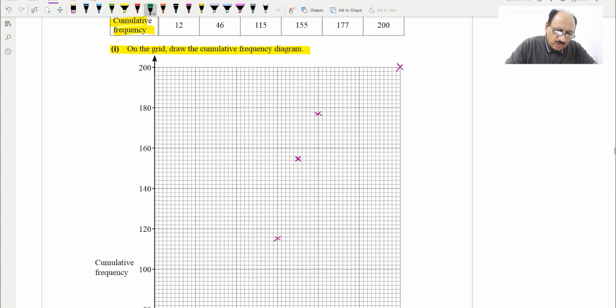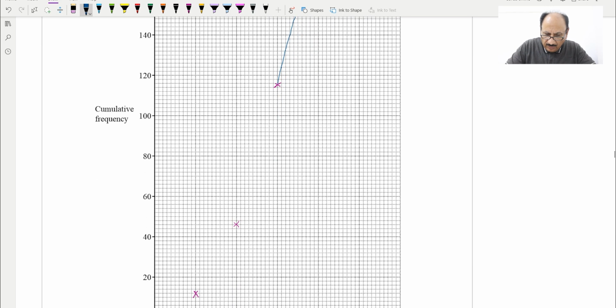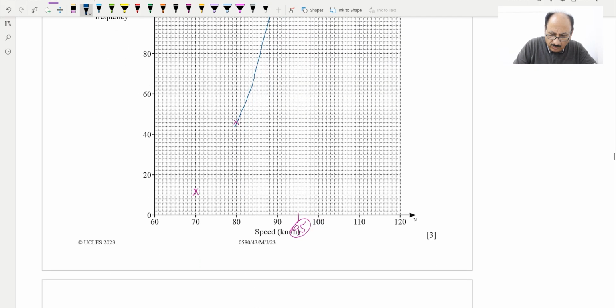Now we need to draw a smooth curve like this one. I'll try to draw as smooth a curve as possible, but it's always a challenge drawing on screen, so I may have to rectify it a number of times. Like this one, and over here also, and then moving on. Hopefully you understand.